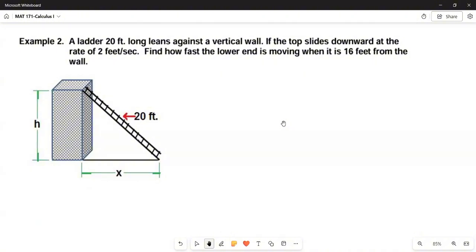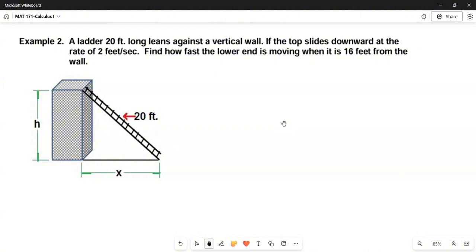So for our next example, we have here a ladder 20 feet long leans against a vertical wall. If the top slides downward at the rate of 2 feet per second, find how fast the lower end is moving when it is 16 feet from the wall. Okay. So sabi dito, meron tayong ladder na 20 feet.